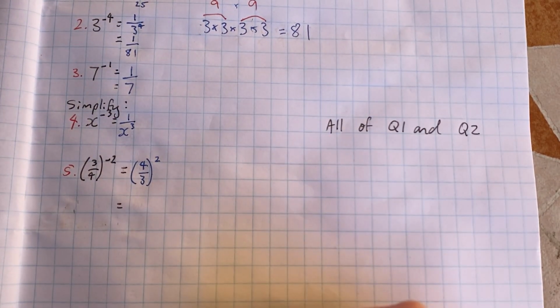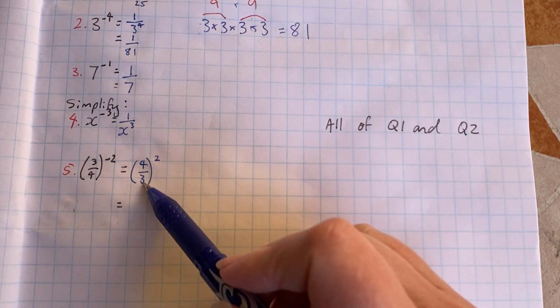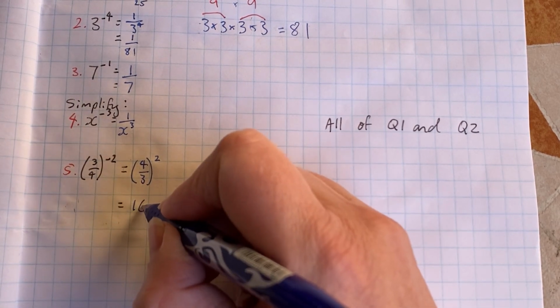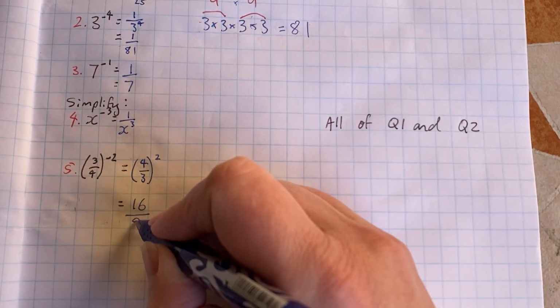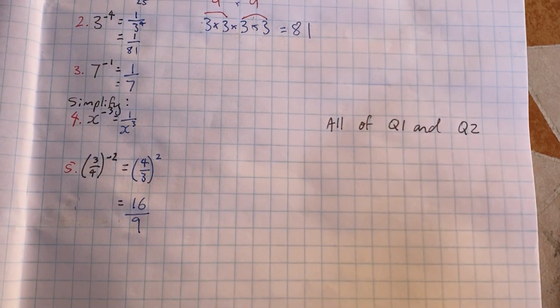We've still got a square. Okay, and the square's on both the top and the bottom. So the negative means to flip it. We still need to square it. So 4 squared is 16 and 3 squared is 9. Okay, so all of questions 1 and 2 from topic 6.